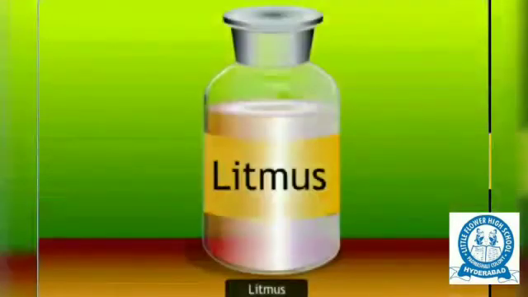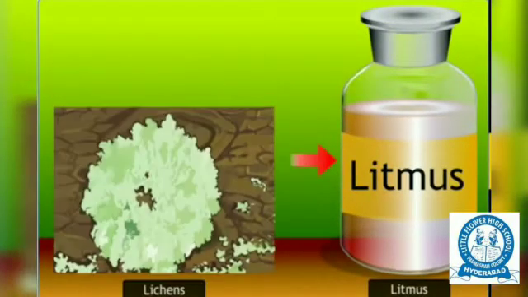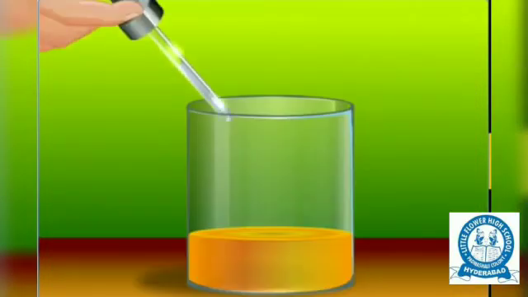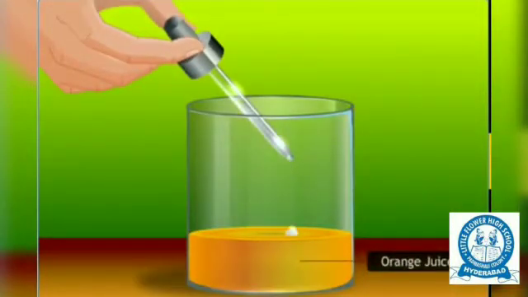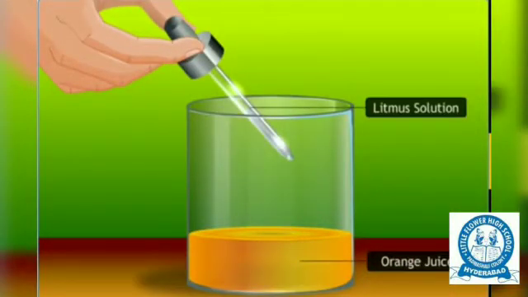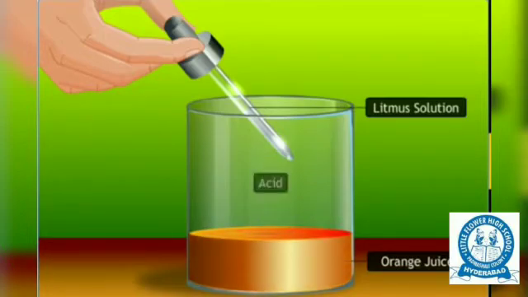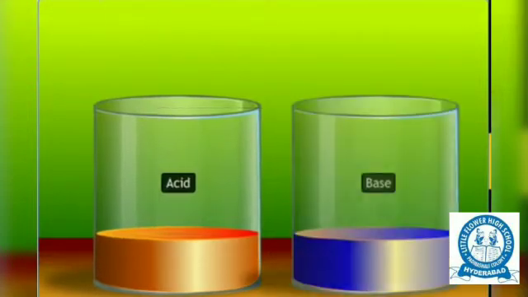I have some litmus solution here. Litmus is a natural dye extracted from lichens. It is the most commonly used natural indicator. Notice the color. It is a light mauve solution in distilled water. Do you want to see how it works? See how the color of orange juice solution changes when I add the litmus to it. See, the solution turns red. This means the orange juice is acidic. If it were basic, then the color would have changed to blue instead.